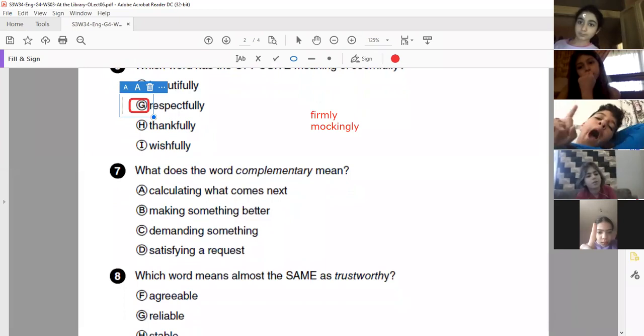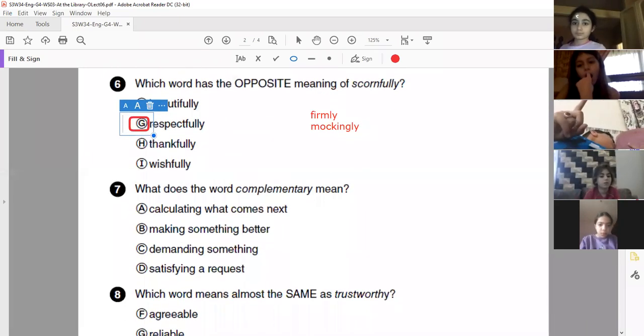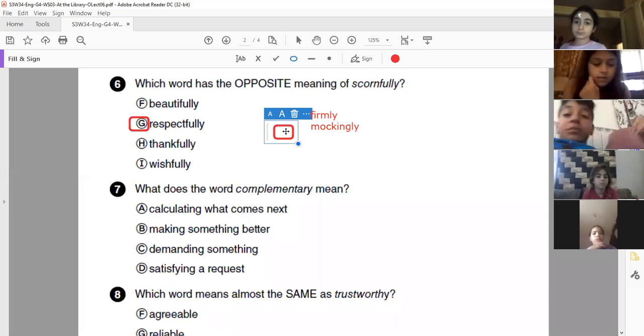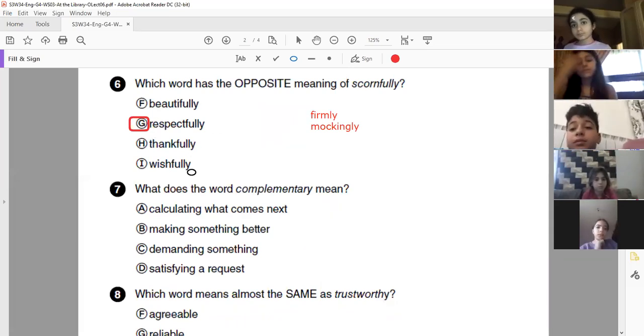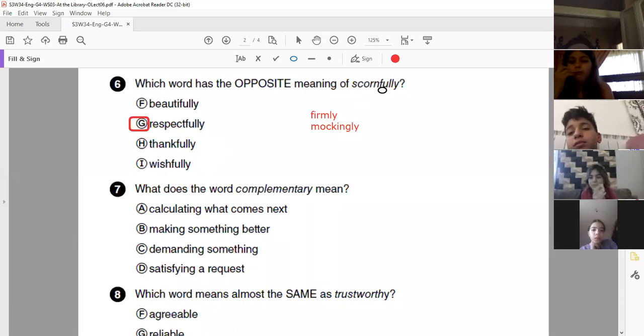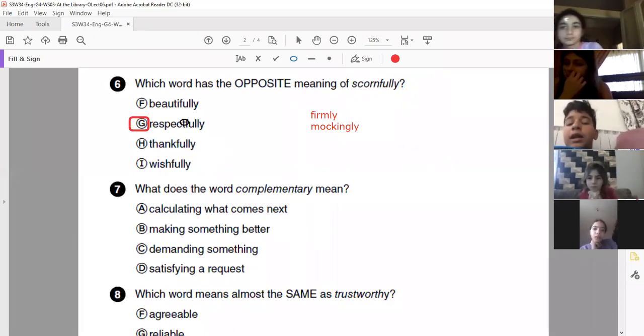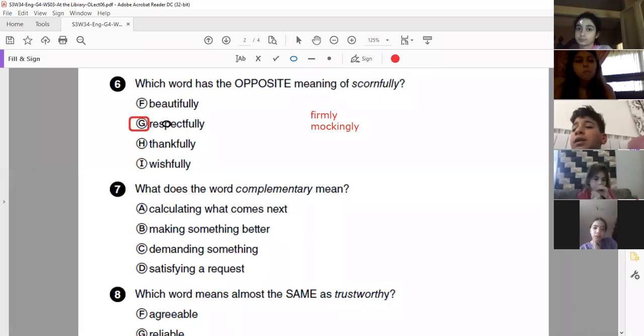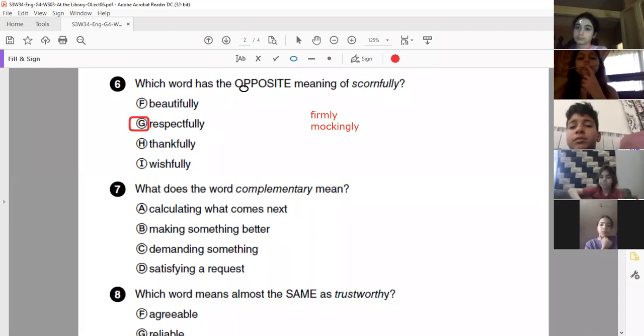Okay, let's move on to number 7. So the other words here, I think that what they mean, the other words are not related to the word scornfully. So if respectfully is the opposite, this doesn't mean that beautifully or thankfully or wishfully are the meaning of scornfully, okay? These are random words and we chose one of them that best fit the opposite of scornfully. I will repeat. Beautifully, thankfully, and wishfully, they are not the meanings of the word scornfully, okay? But only respectfully answers my question.